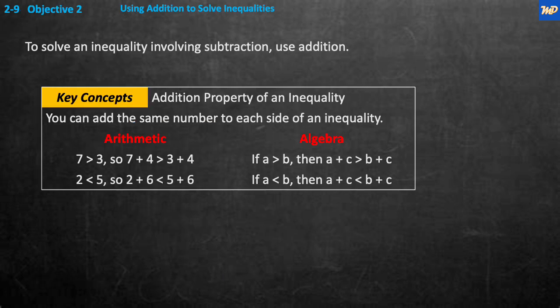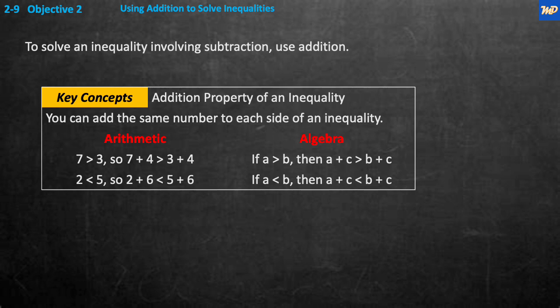So objective 2, using addition to solve inequalities. To solve an inequality involving subtraction, we use addition. So if there's subtraction in the inequality, then you have to add to get rid of it, just as we were adding a negative to get rid of the positive numbers in the last slide. And this key concept we see here is the addition property of inequality. You can add the same number to each side of an inequality. We talked about that earlier also.